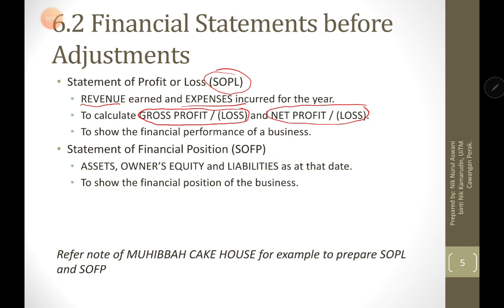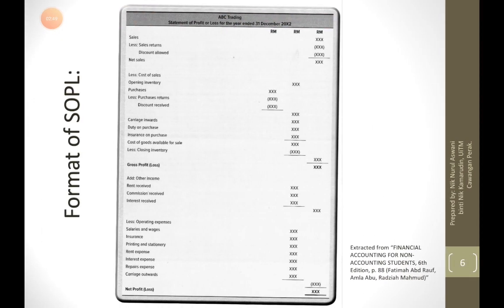The next one is we want to prepare the statement of financial position, or SOFP, in which we want to look at the assets, owner's equity and liabilities as at the end of the period. We will go through the Muhibah Cake House example afterwards, but we look at this format first. So this is the format.